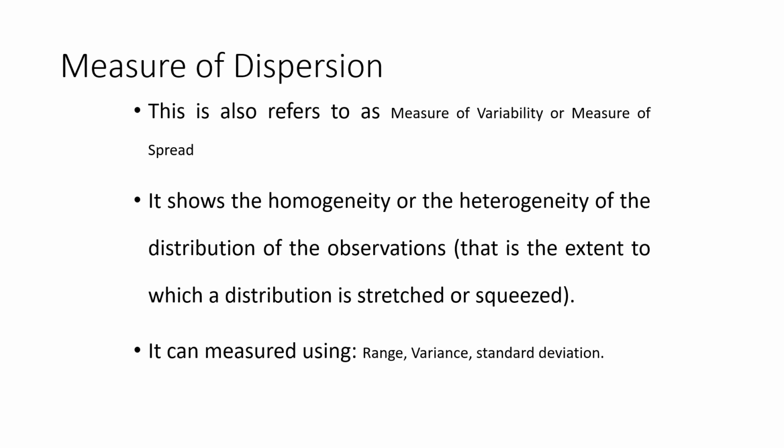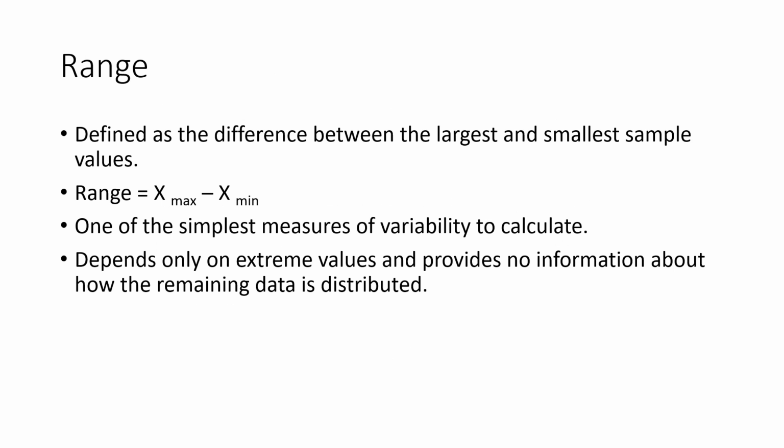Particularly, we look at 3 types of determining that. We have the range, we have variance, and standard deviation will be our focus for the class. How do we determine the range? The range is defined as the difference between the largest and the smallest value in a distribution. Meaning that range is equal to the highest number minus the lowest number.